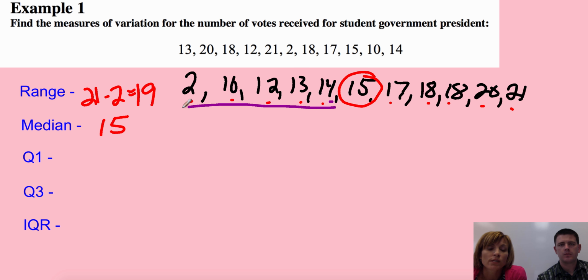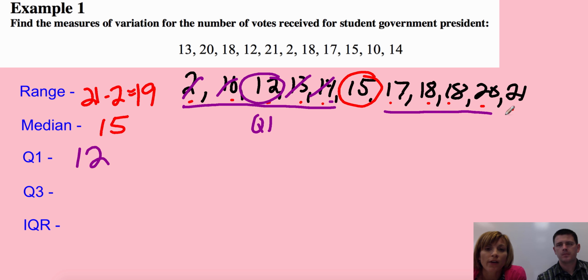So from 2 to 14, we find our lower median, which is our quartile 1, and we identify that as number 12. And then we work our way up to the upper half. So cross off 17, 21, 18, 20, and you're left with 18 for quartile 3.